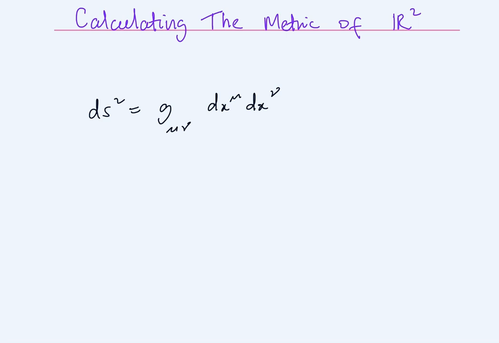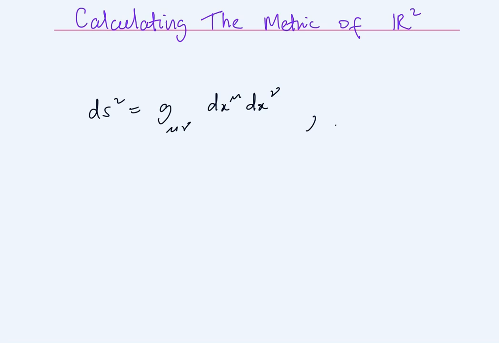For example, in this case, we are calculating the metric of R2. So we are in two-dimensional Euclidean space. The dimension of the space is 2, meaning that mu can take on two values. Mu can take on 0, or it can take on 1. Same thing goes for nu. Nu can take on 0, and also nu can take on 1. So these indices, mu and nu, can take on two values.